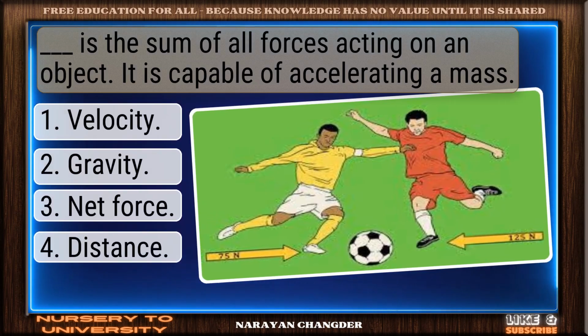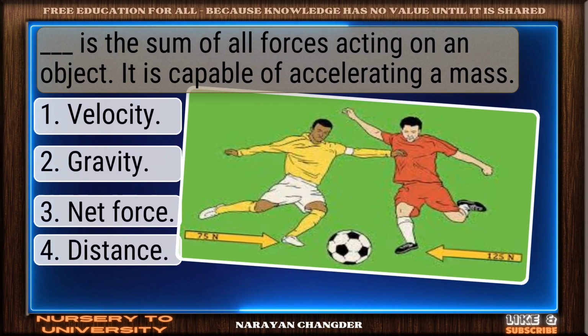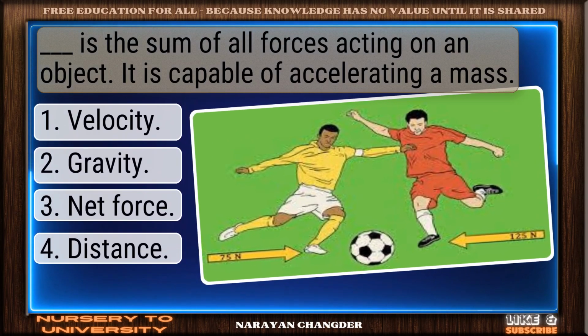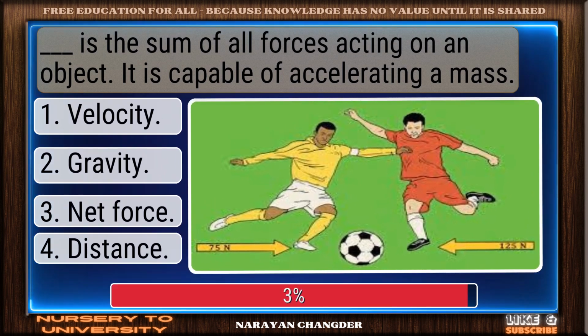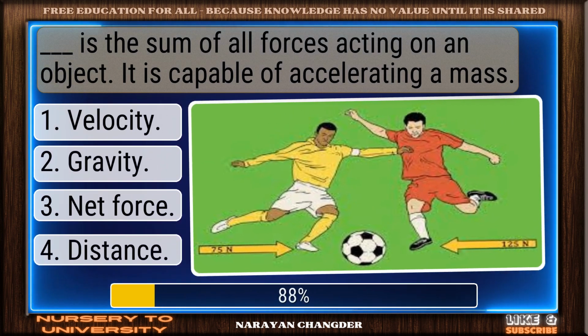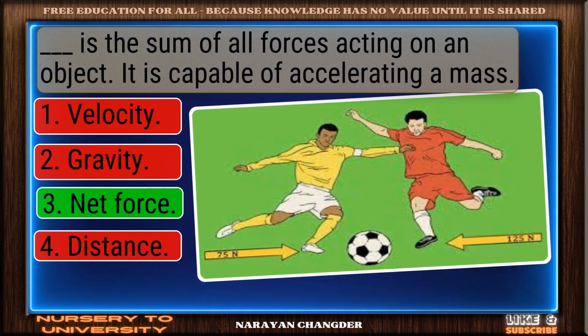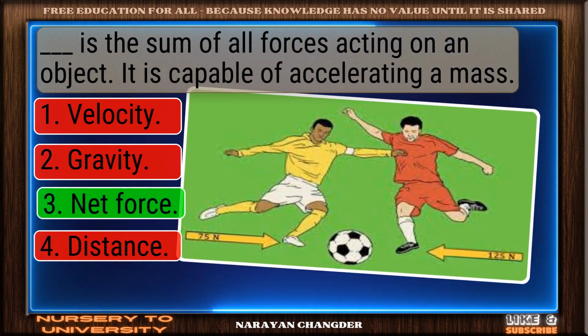Question number 20. Dash is the sum of all forces acting on an object. It is capable of accelerating a mass. Smart move. Net force is an accurate answer.